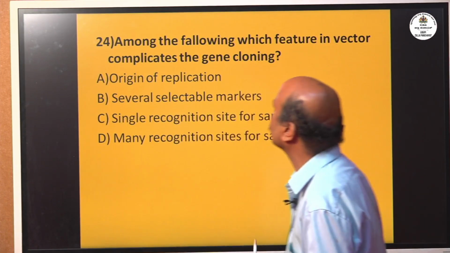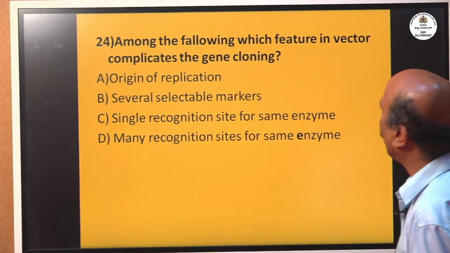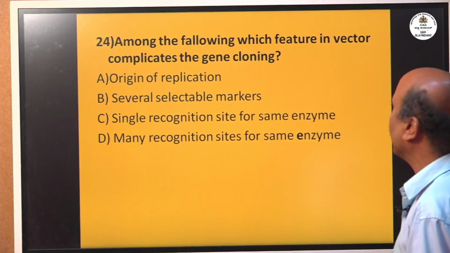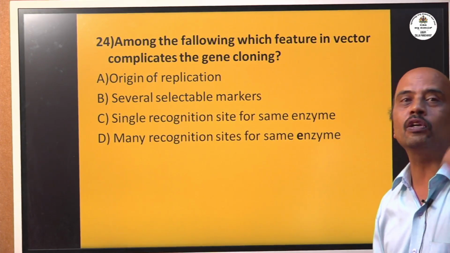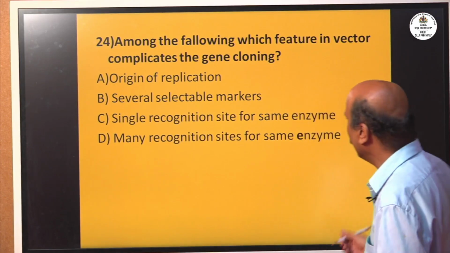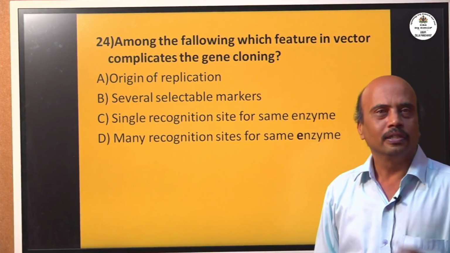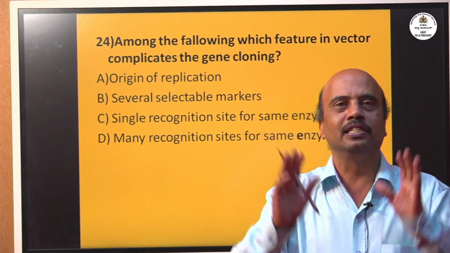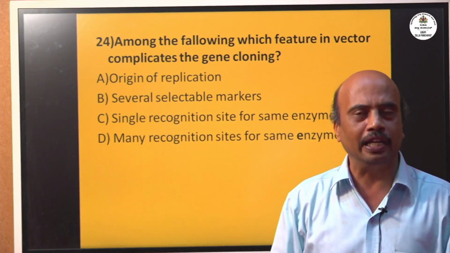Okay, next question. Among the following, which feature in a vector complicates the gene cloning? See, one, origin of replication. You know, in a vector, I have told there are three regions that are necessary. One is origin of replication.